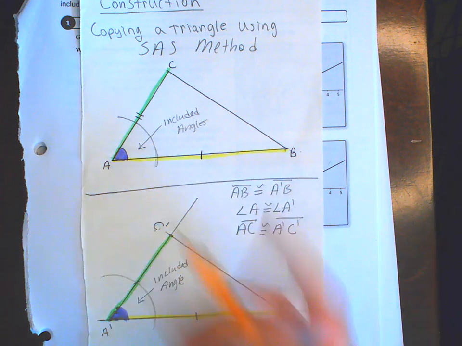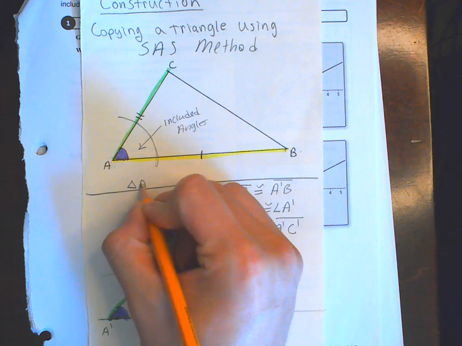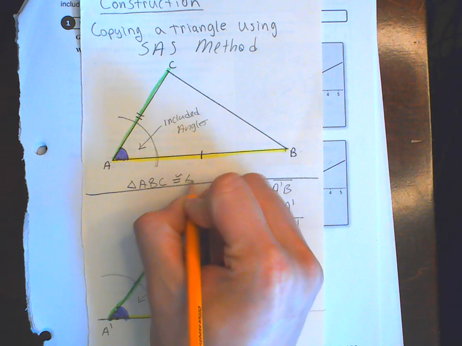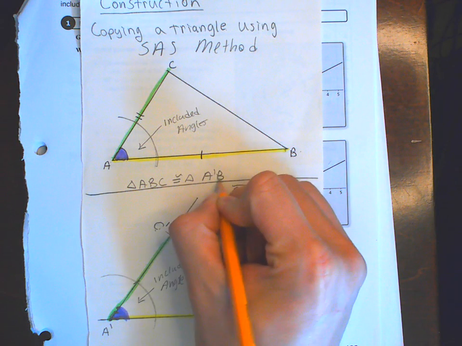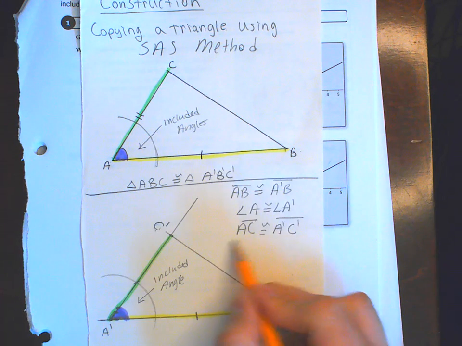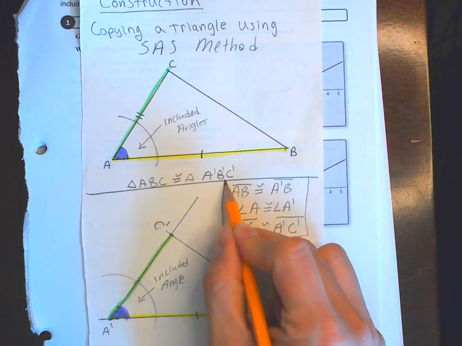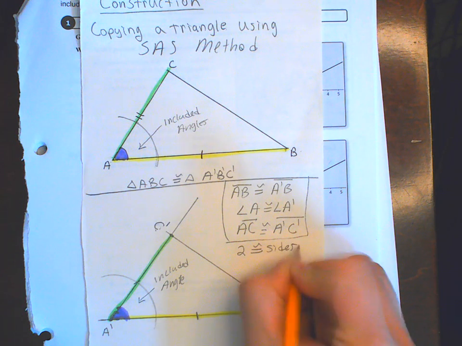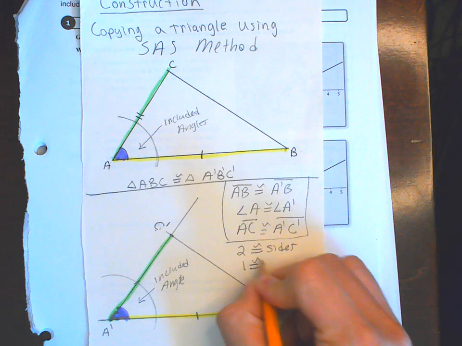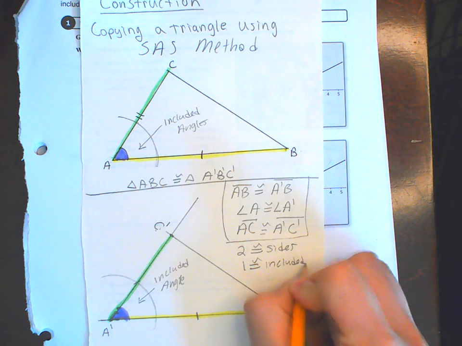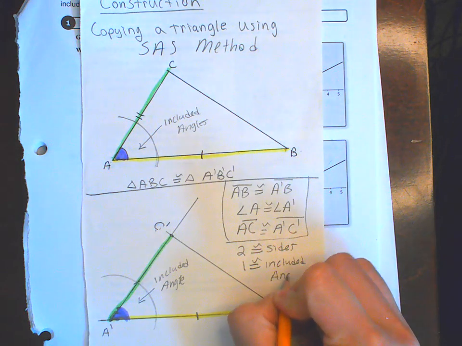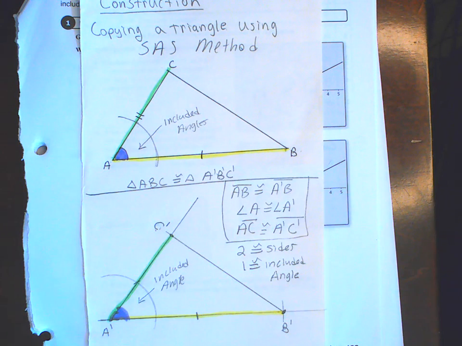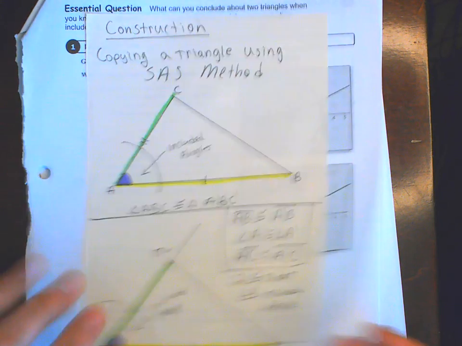So therefore here, triangle ABC is going to be congruent to triangle A prime, B prime, and C prime. And we only needed these pieces of information. We needed two congruent sides and one congruent included angle. Okay? This is called the side angle side congruence theorem. Okay, so using it is so much easier than proving it.